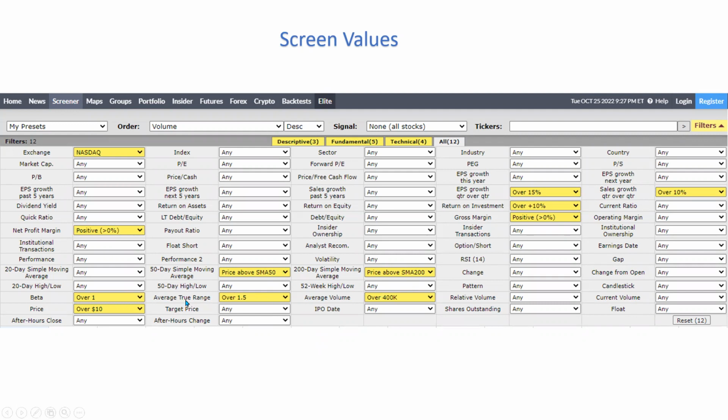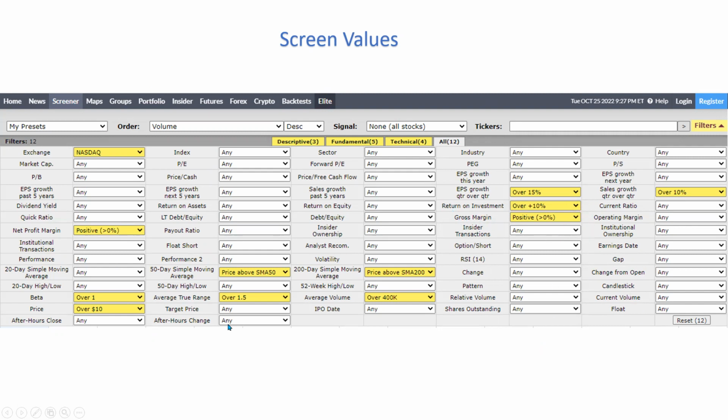For shorter term trading, I want to see a low level of volatility where I can capture some gains, and again I want the trend to be up. Institutionally, I want to see some level of institutional investment, so I set the average daily volume to over 400,000. Then here we have earnings for the quarter and sales for the quarter. Return on investment: FinViz is one of the few screeners where you can get return on investment. I like that to be over 10%, and we want gross margins to be positive.